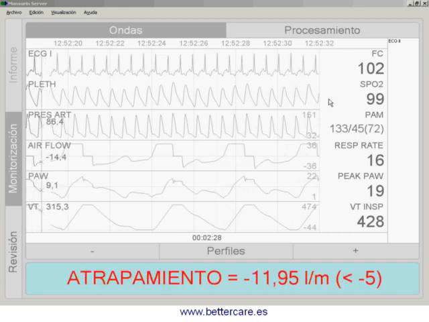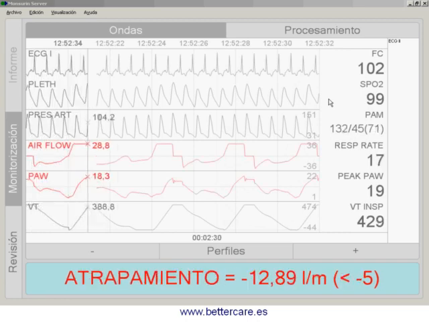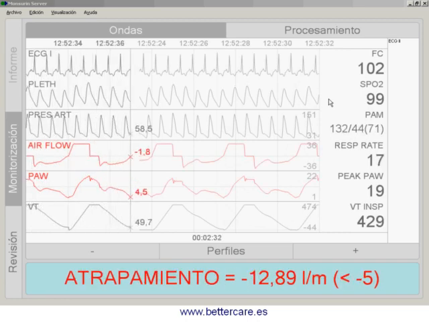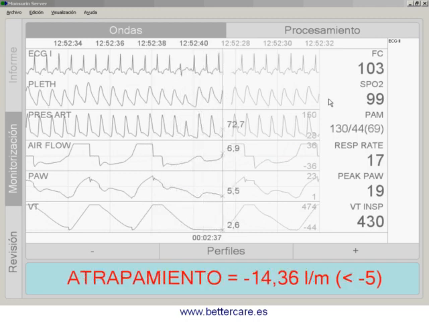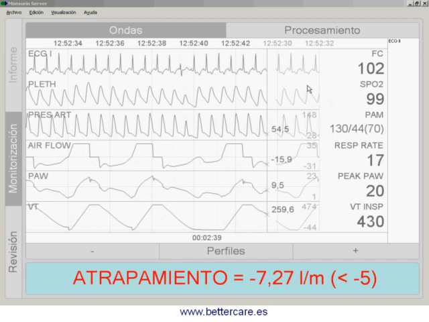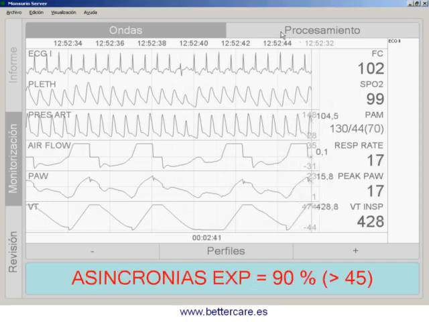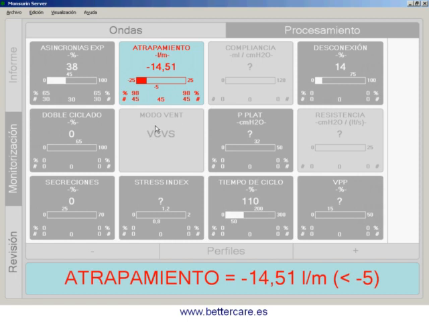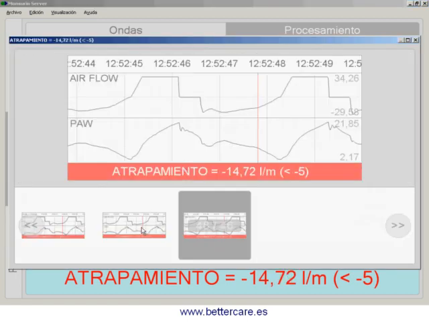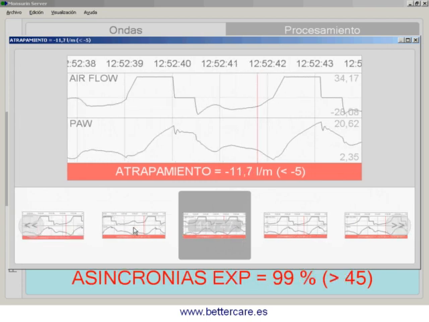So let me just put a short video before finishing. This is how the system interprets. There is trapped gas and asynchronies. This goes together all the time. When there is trapped gas, asynchronies are there. Well, this is how it is recorded, in an hour, 24 hours. You can review each one.